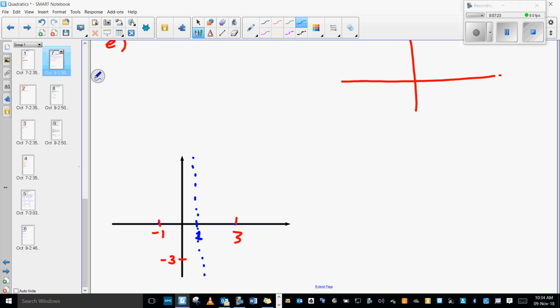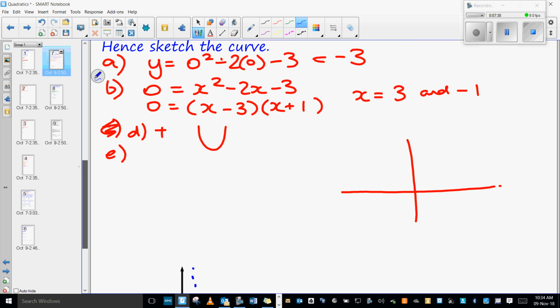So we need to find out where that actually stops. Some people would think that this is our minimum point. It's really not. It's wherever the halfway point is going to be. So when x is 1, y is going to be 1 squared subtract 2 lots of 1 subtract 3. So what I'm doing is sticking that value into the equation.